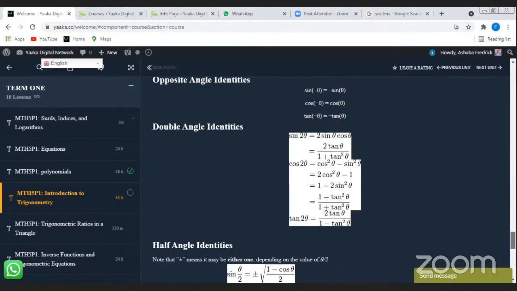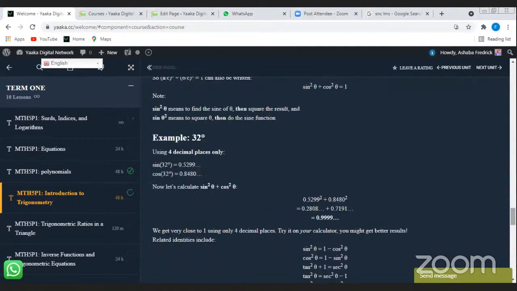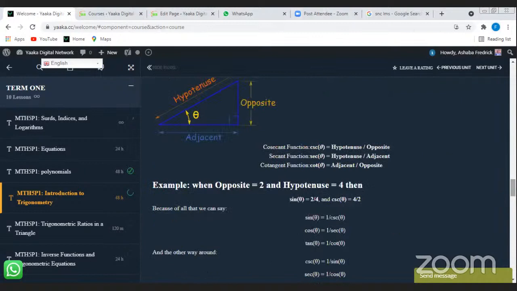As for double angle and half angle, we shall come to them later. Let me extract an example here that we can try to do.